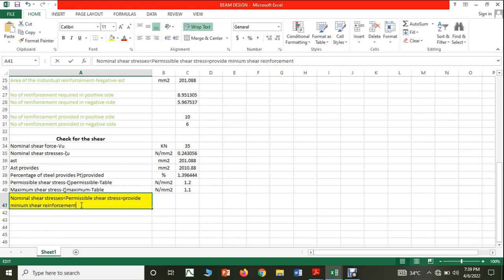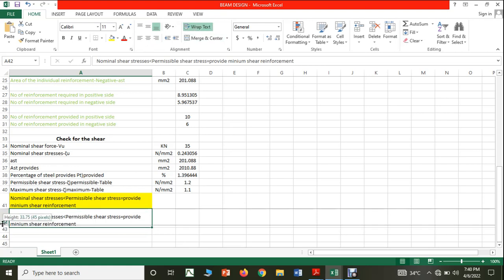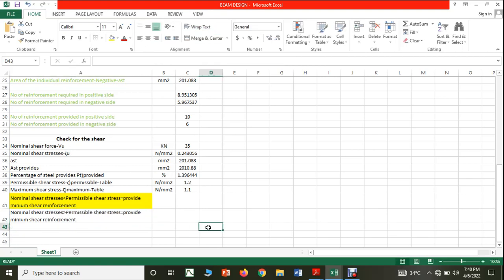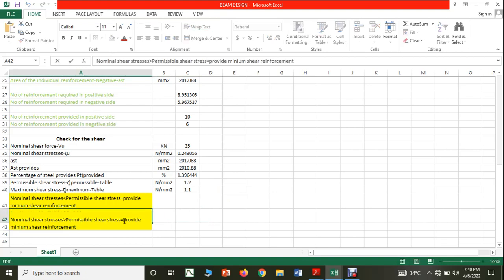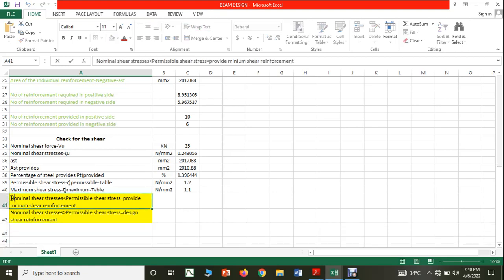In case your nominal shear stress is greater than the permissible shear stress, then you are supposed to design the shear reinforcement.